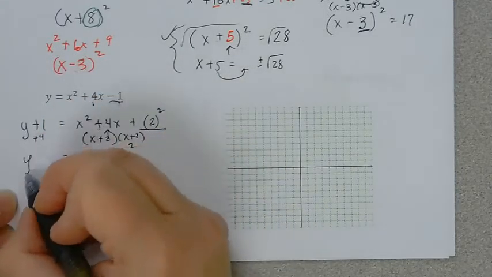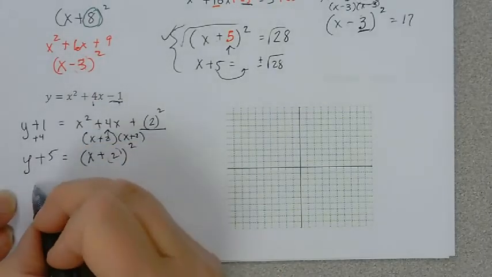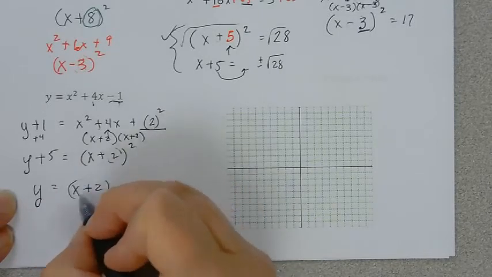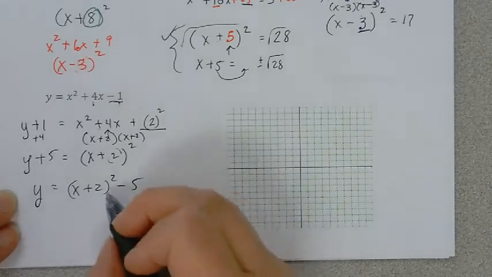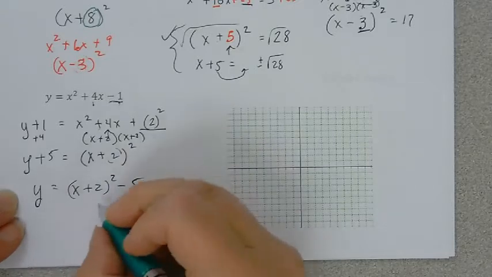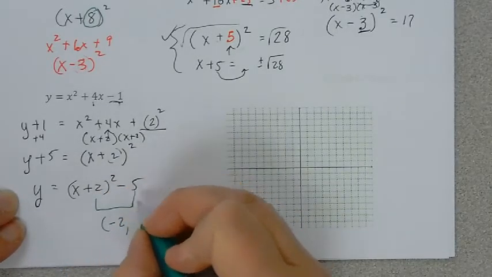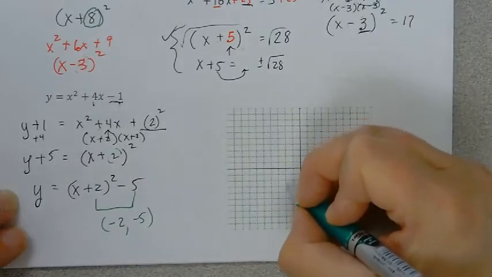So I have y plus 5. And now I want to get y by itself, so I'm going to move the 5 back to the other side. And now I'm ready to graph. These two numbers tell me my vertex. It's always the opposite of this number and the same sign as this number. So my vertex is at -2, -5.